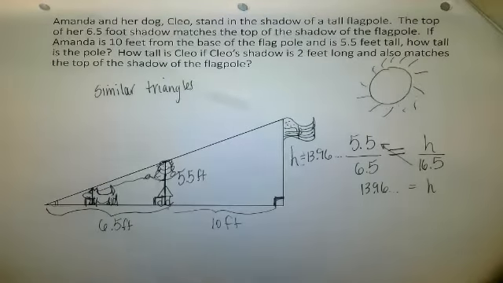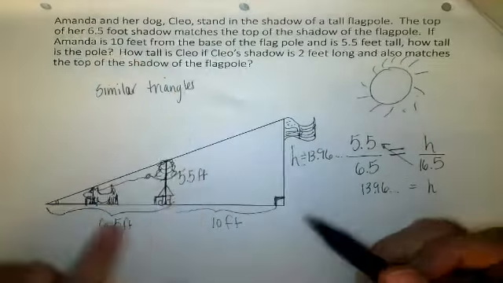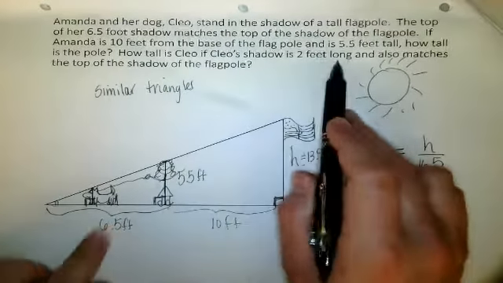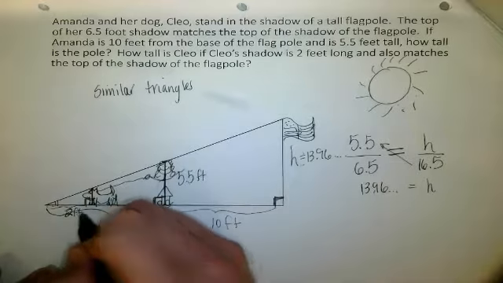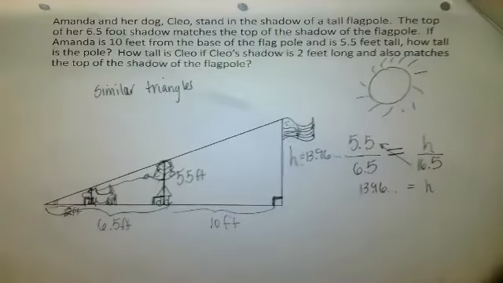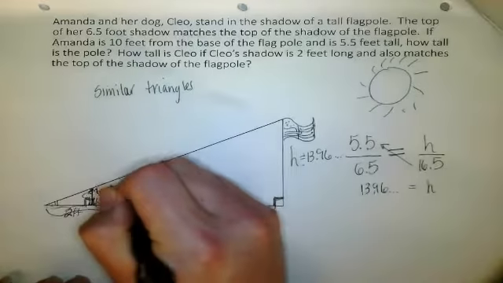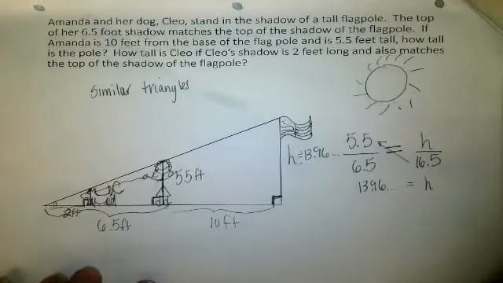Okay, so then I want to know, how tall is Cleo? If Cleo's shadow is 2 feet long, so her little shadow right here is 2 feet long, and it also lines up and matches the top of our shadows as well. So I want to figure out Cleo's height there. How could we figure out Cleo's height?